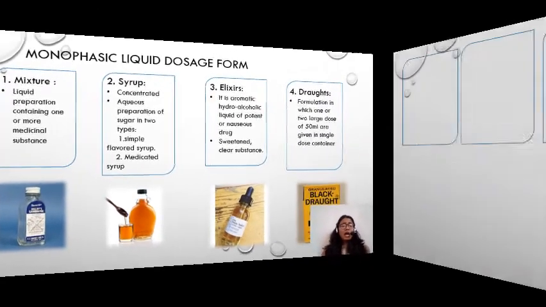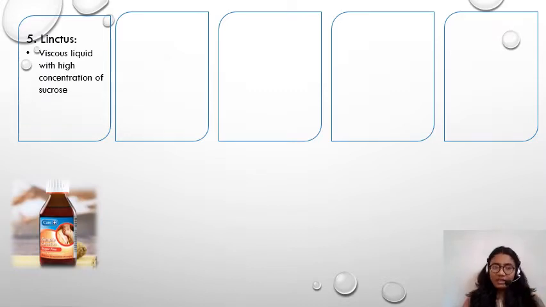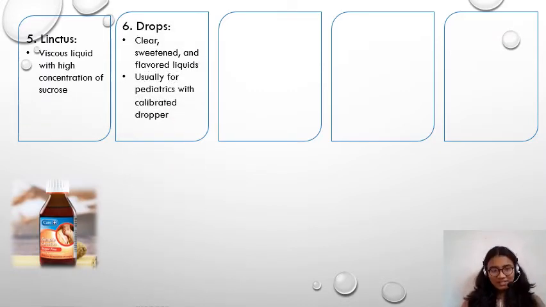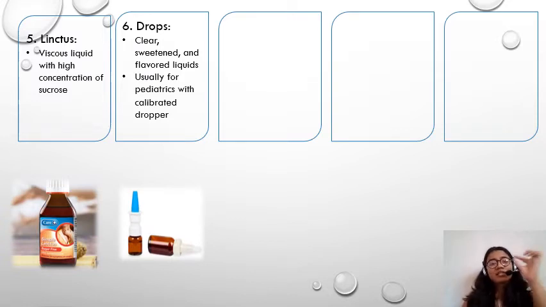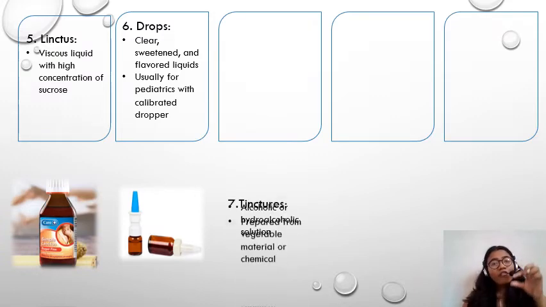Next, another example of monophasic dosage forms is linctus. As we all know, cough syrup is considered as linctus. Next is drops. Drops are prepared in such a way that a single drop of liquid is given as a form of medicine. It can be clear, sweetened, flavored liquid. It is again recommended for pediatrics as babies or infants have small mouths and you can give them medicine in a form of drops.